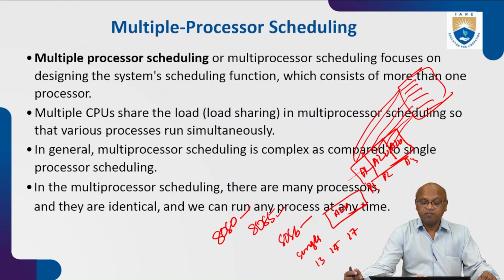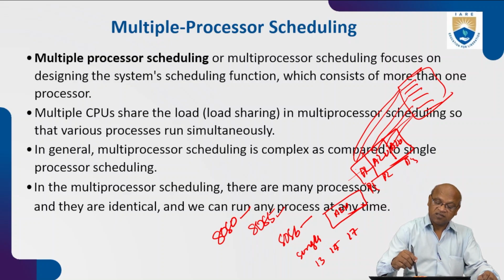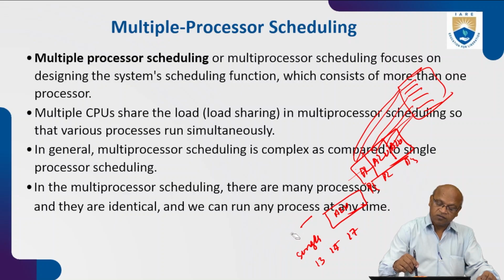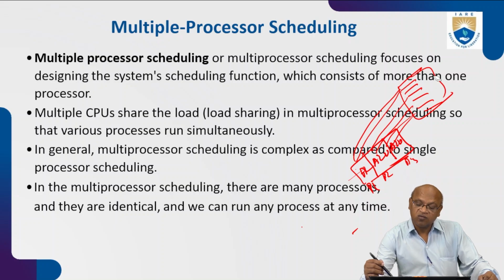In multiprocessor scheduling, there are many processors and they are identical, and we can run any process at any time. This is the difference. Earlier we used to have a single processor, that is a Pentium. Later on, dual processor. Now we have i3, i5, i7. This is the meaning of multiprocessor. Instead of one ALU, i5 means 5 ALUs will be there, 5 processors. So whatever program we want to execute, the instructions will be allotted to each processor simultaneously.